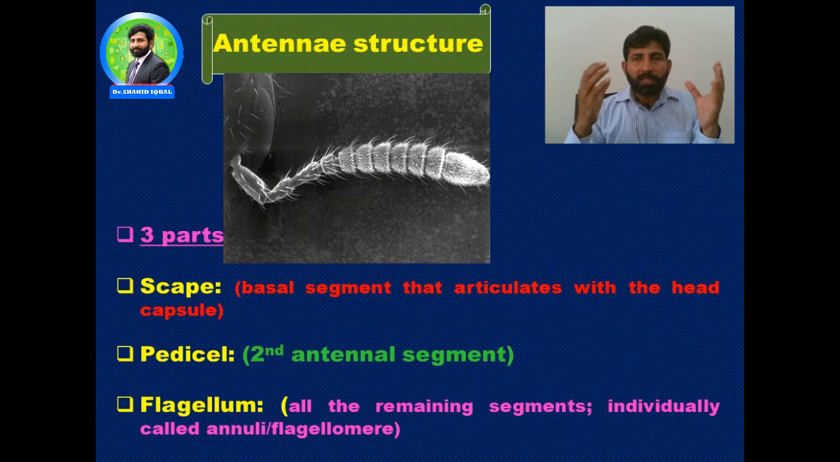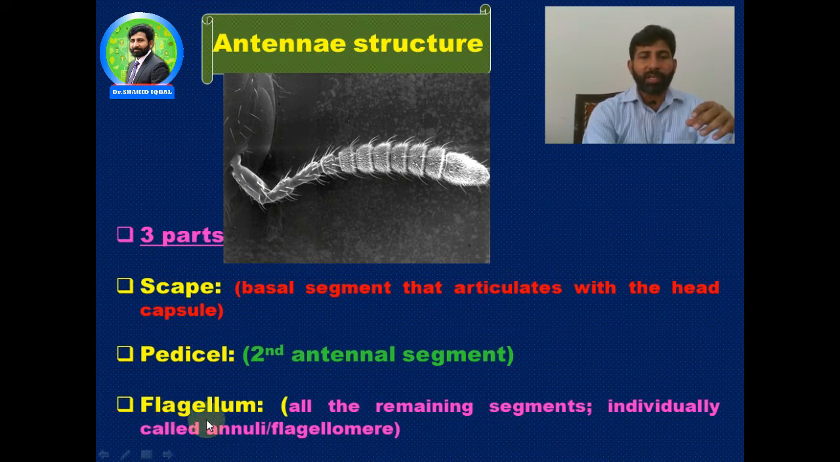Here I am just focusing on the morphology of the antennae. I want to discuss the types and number of antennae, their variation, and the segments of antennae. There are basically three parts of antennae. The scape is a basal segment that articulates with the head capsule. The second one is called the pedicel, the second enlarged segment of the antennae. And the flagellum is all the remaining segments of the antennae.